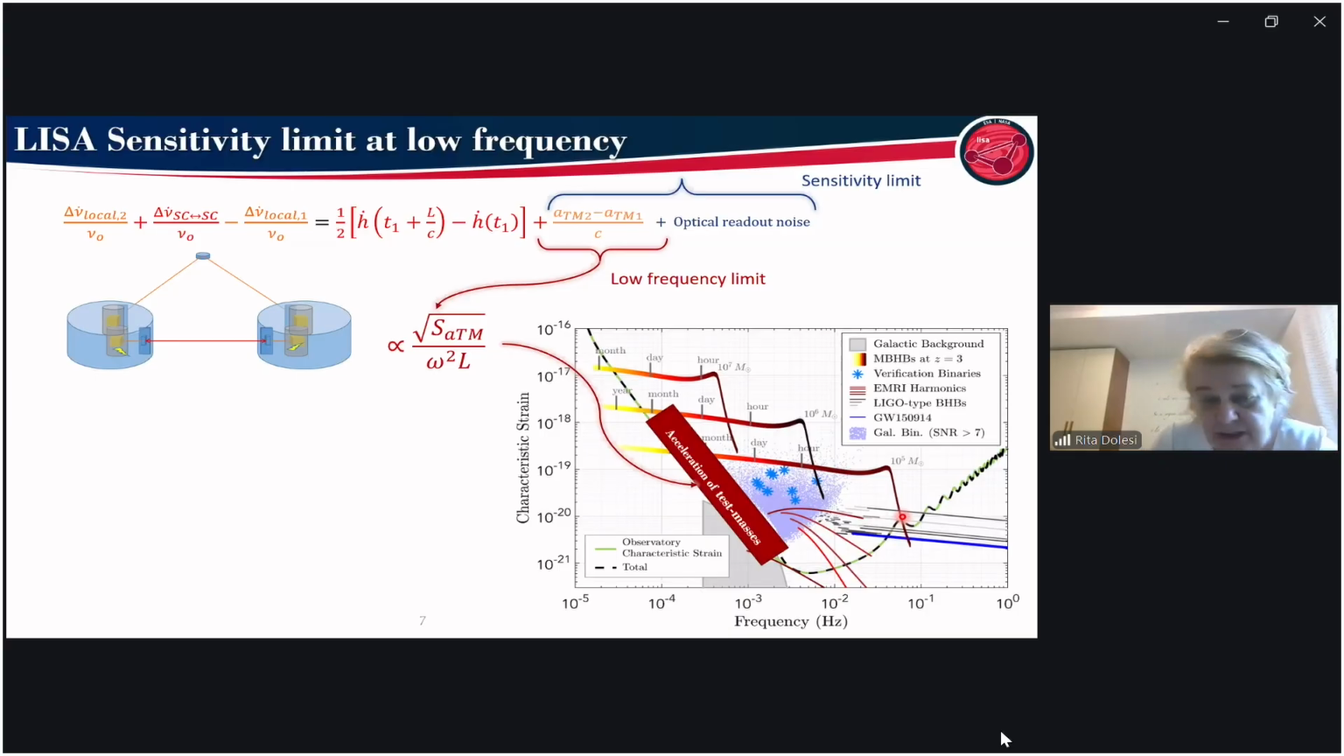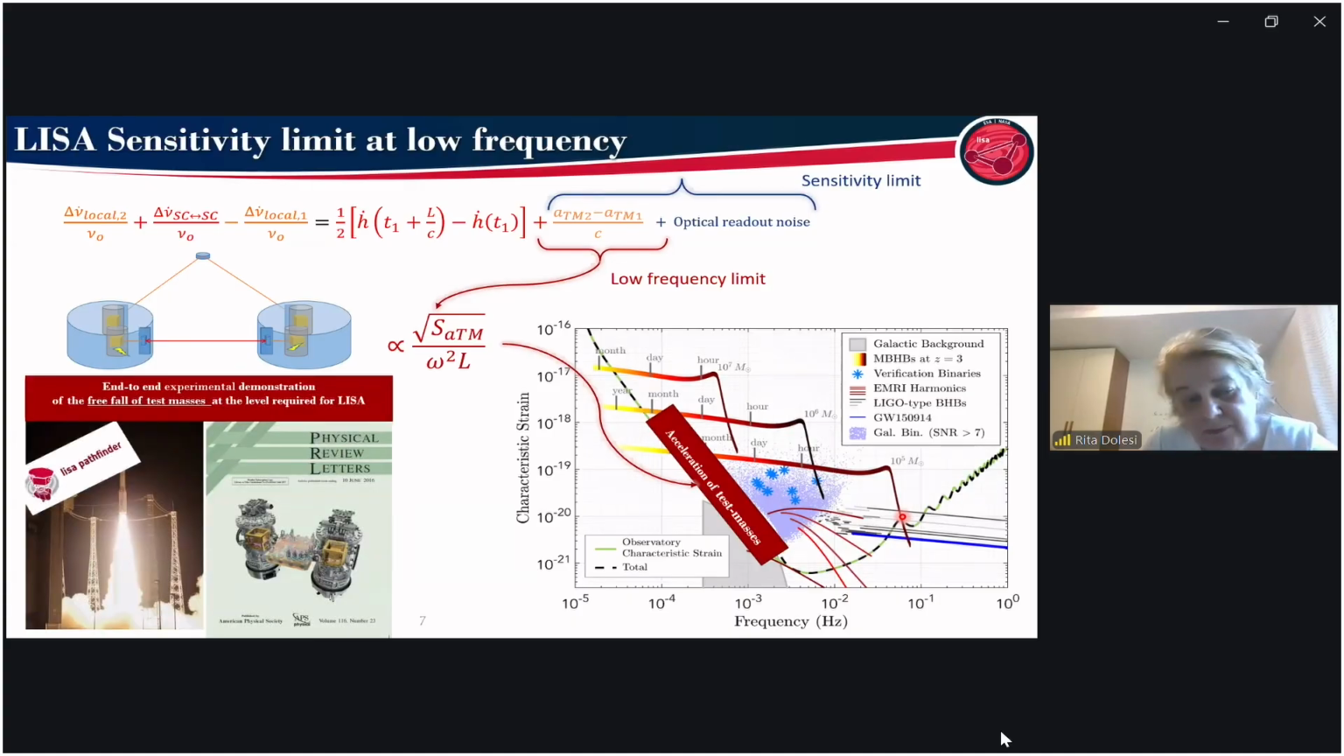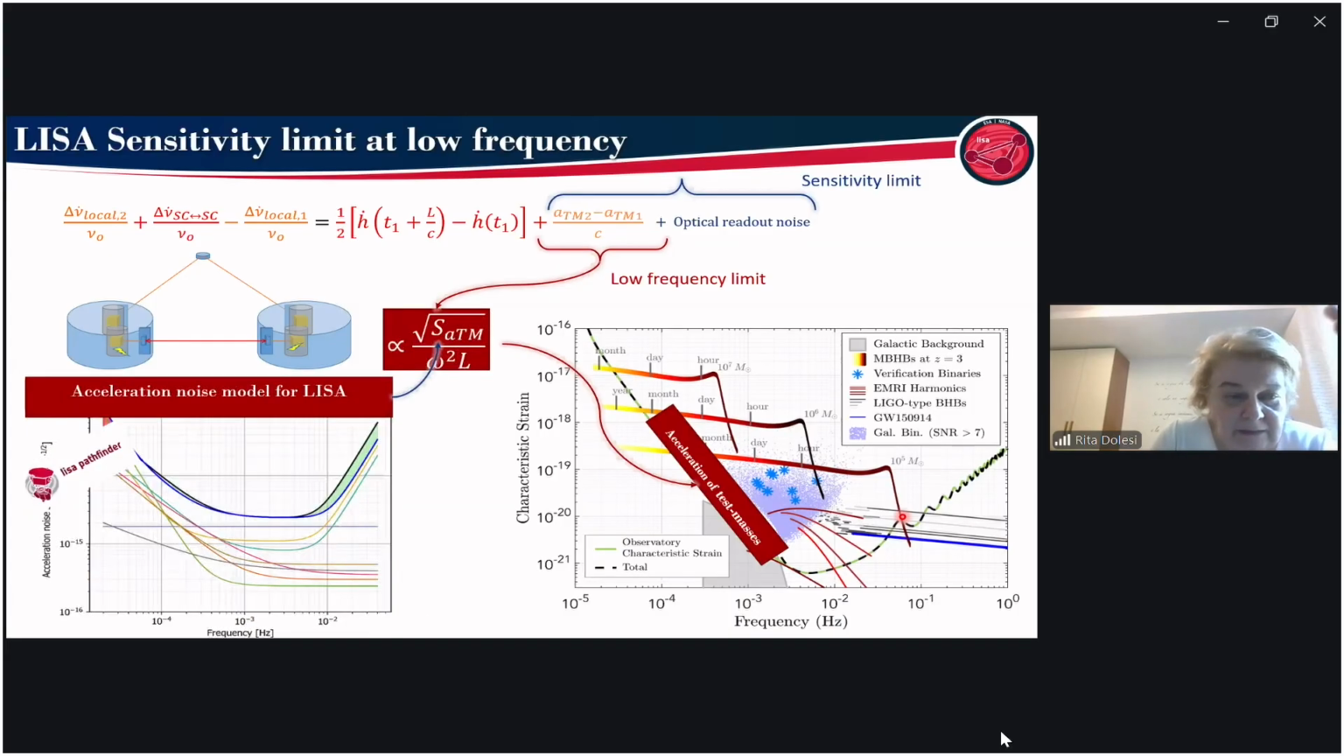How do we know that we will succeed in achieving the required free-fall purity? There was LISA Pathfinder, which was an end-to-end experimental demonstration of the free-fall test mass at the level that is needed for LISA. LISA Pathfinder gave us the information to build up the acceleration noise model for LISA. That is very important also to optimize the characteristics and the performance of the gravitational reference sensor for the LISA needs.